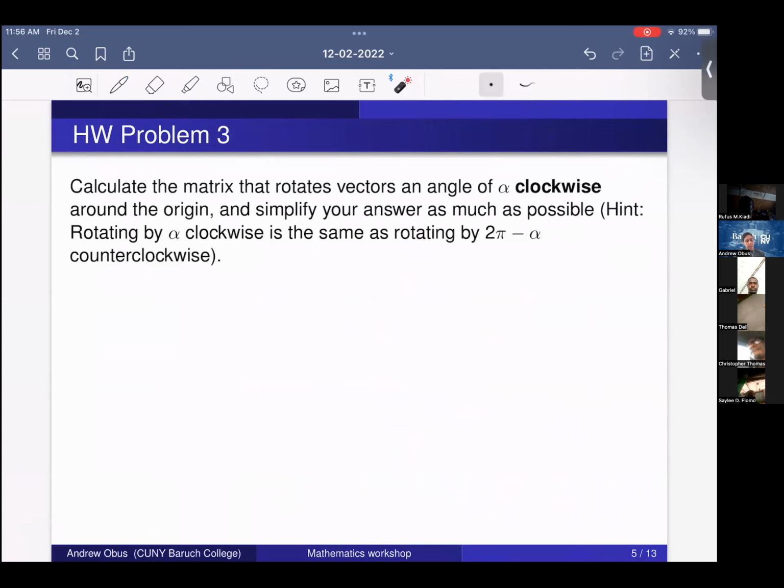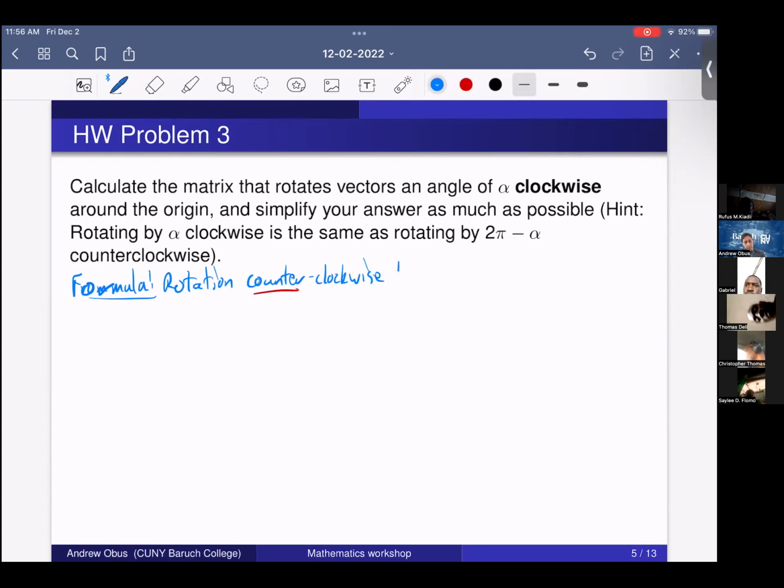So the second one was: calculate the matrix that rotates vectors by an angle of alpha clockwise around the origin instead of counterclockwise. We know the formula for rotation counterclockwise by alpha: this is the matrix cosine alpha, minus sine alpha, sine alpha, cosine alpha. Now, what about rotation clockwise by alpha?